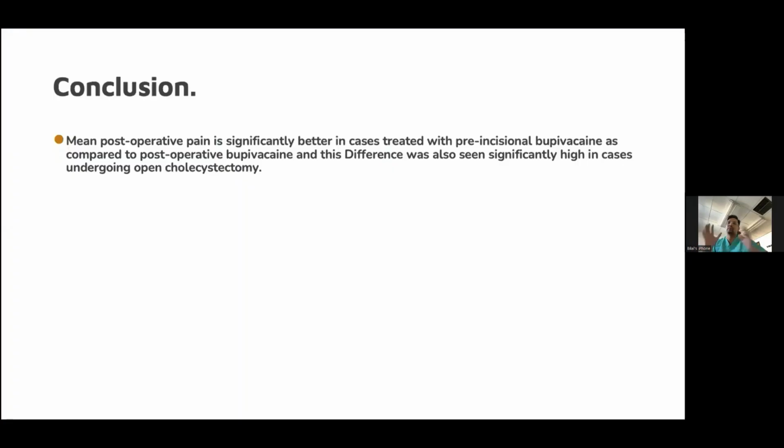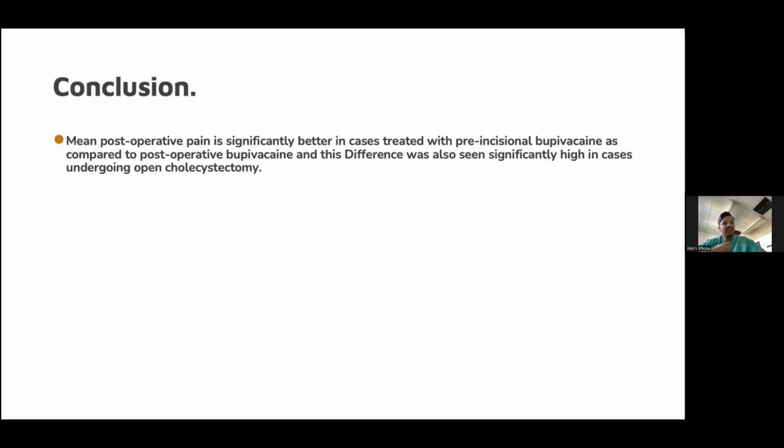So, conclusion. Keeping in view all those tables before, and I know there is a lot of data there, overall you can see that the mean postoperative pain is significantly better in cases treated with pre-incisional bupivacaine as compared to post-operative bupivacaine, and this difference was also significantly high in cases undergoing open cholecystectomy. So that is the conclusion of this research, and all this data collection shows that preemptive analgesia is giving good results comparatively to preventive analgesia.